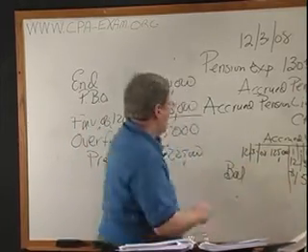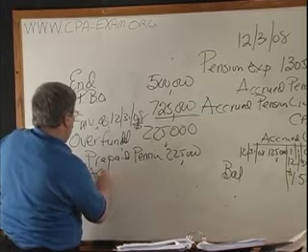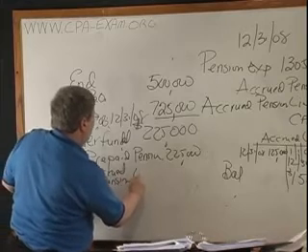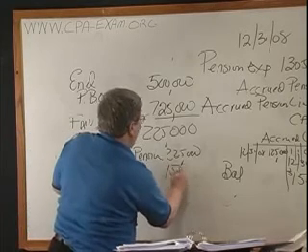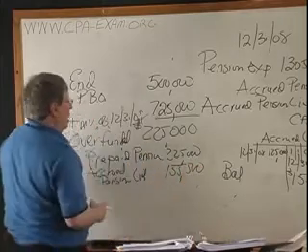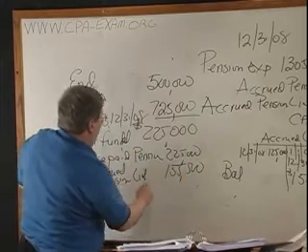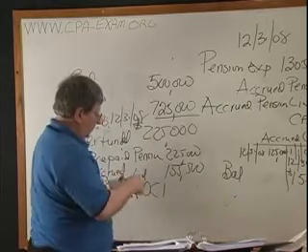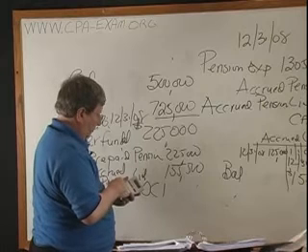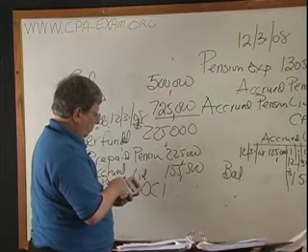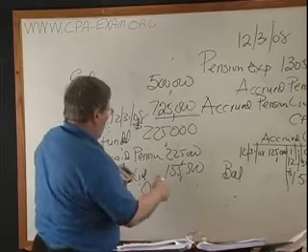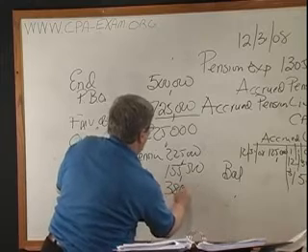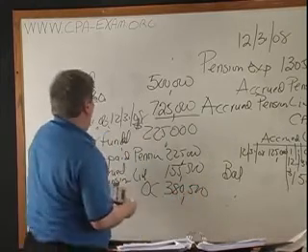Now, we're going to have to get rid of this account. So what we'll do is we'll debit accrued pension liability of $155,500, and we'll credit other comprehensive income for, let me add this up, a credit of $380,500.